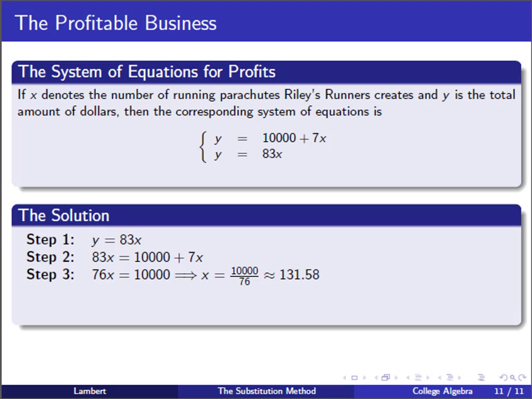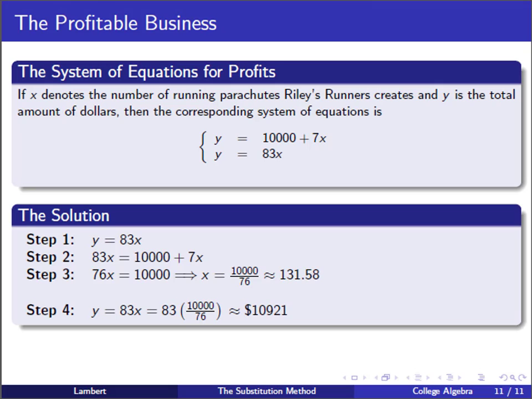131.58. Now remember, x represents running parachutes, so that doesn't make much sense. We'll end up dealing with that when the time comes. But if we were to have that exact number, we can plug that back in. You can choose either equation, but the 83x once again is easy to deal with, so we just plug that value in, and we finish with approximately $10,921. There is some change involved there.